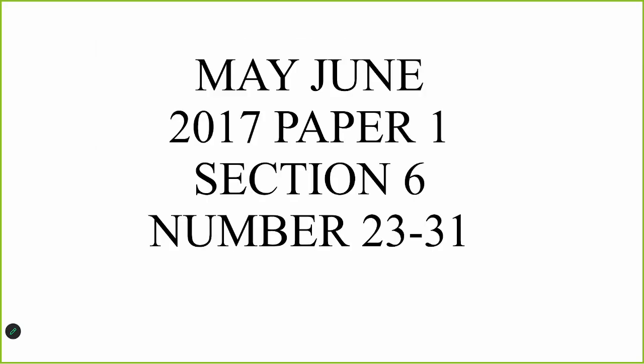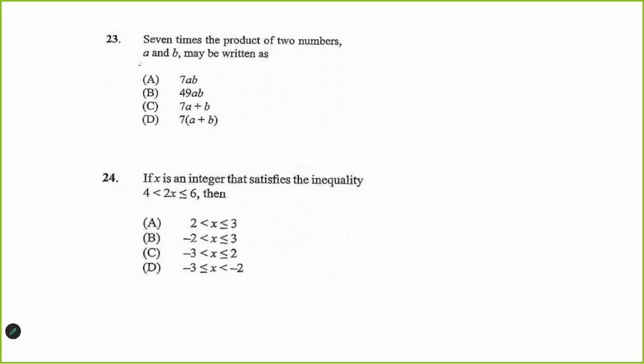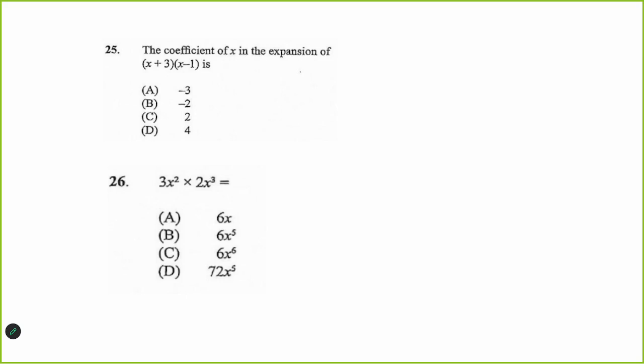Alright, then let's look at May, June 2017, 23 to 31. 7 times the product of two numbers A B is 7AB. This one you had to divide throughout by 2. So 4 divided by 2 is 2, 6 divided by 2 is 3. So it would be this. The signs would not change. So it would be A.